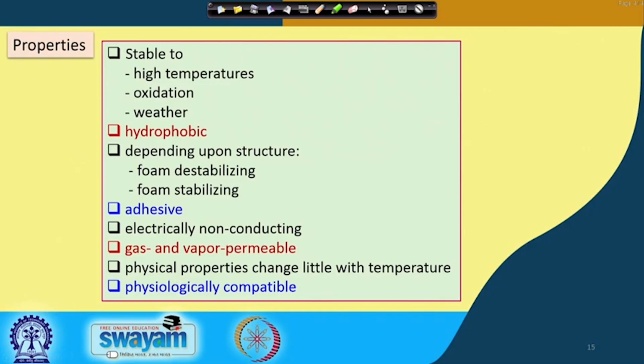So these properties we can have in terms of stability. The first thing we can consider is stability. So it has a very high temperature stability because your silicon oxygen bonds are very stable. If we consider that, okay, we can also have some silicon carbon bonds and silicon hydrogen bonds, but the main backbone is formed out of your silicon oxygen bonds.